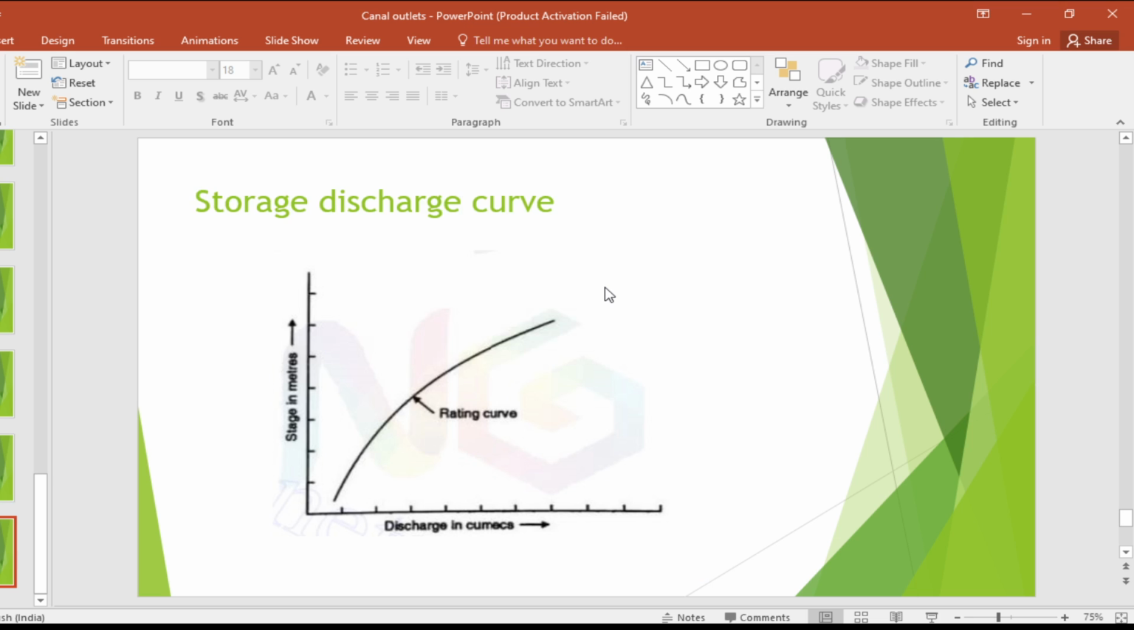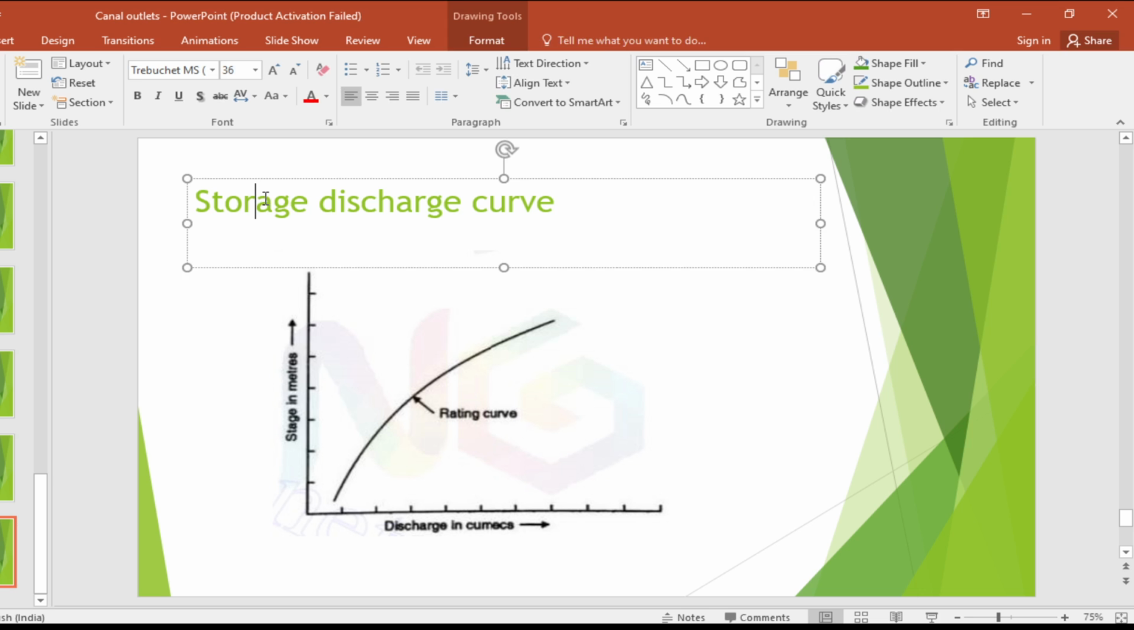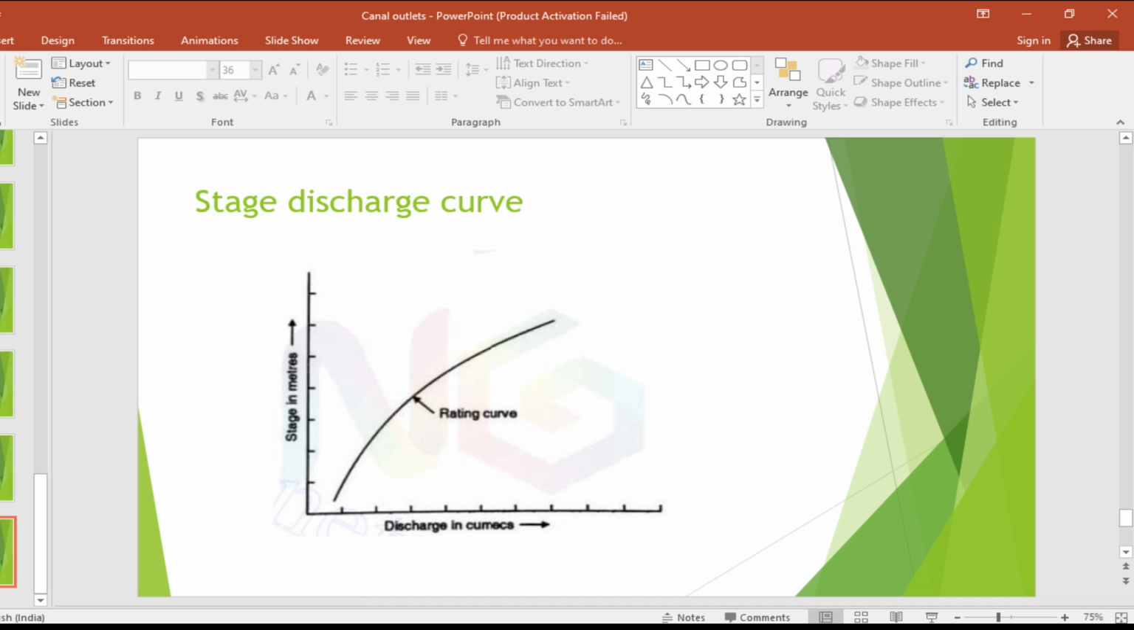And this is the stage discharge curve, which is the last method for finding out the discharge of a canal section. By mistake, I have written storage discharge. This is the stage discharge curve.